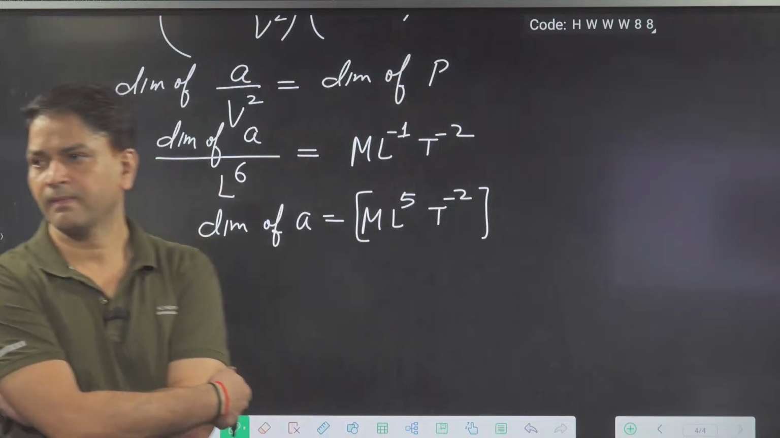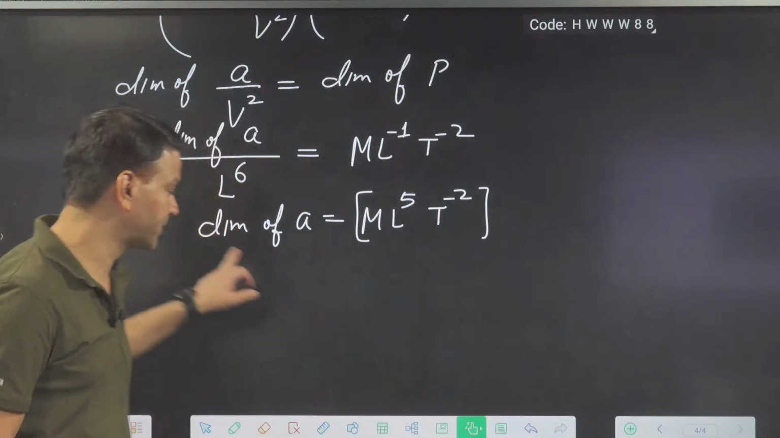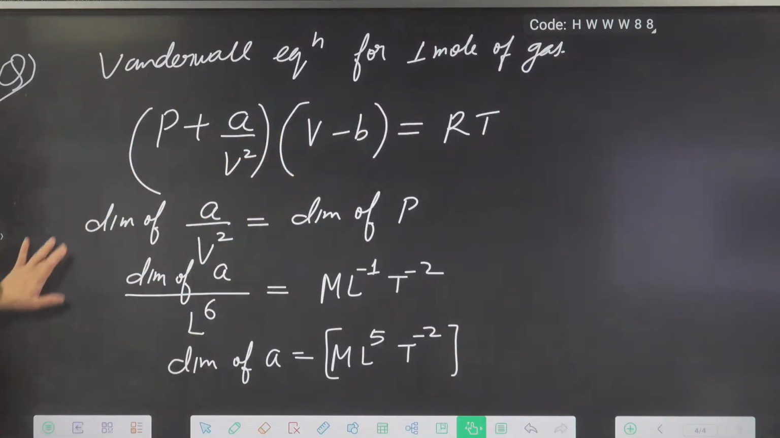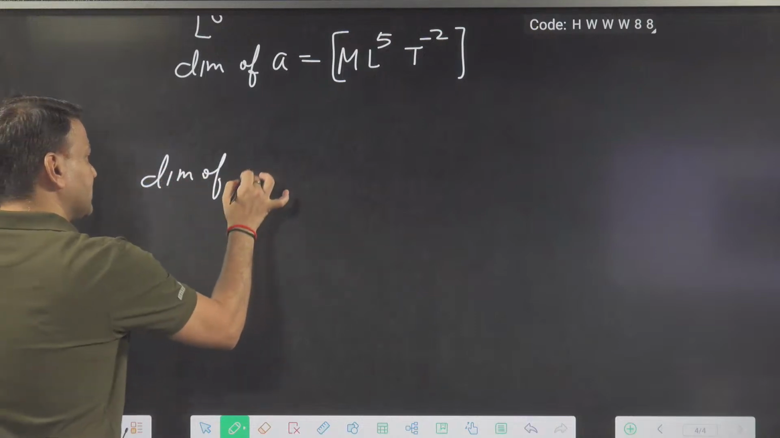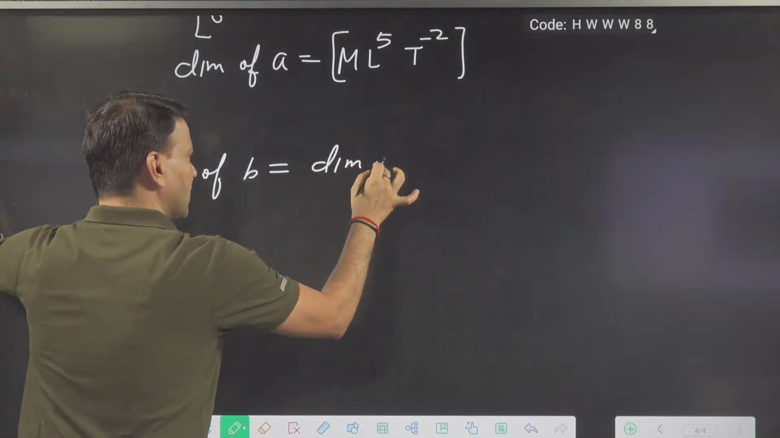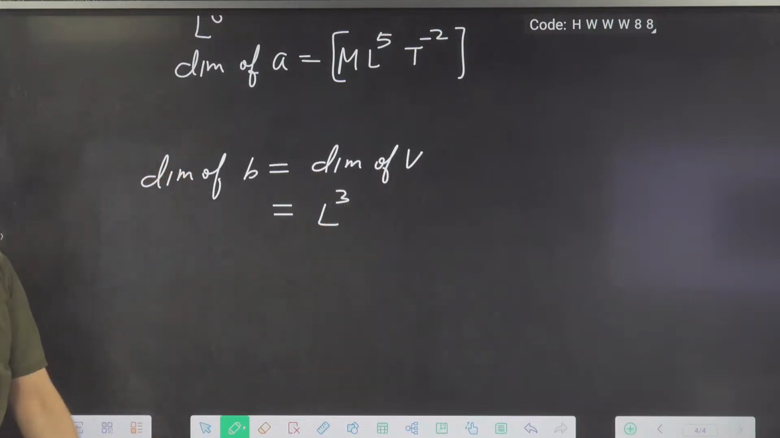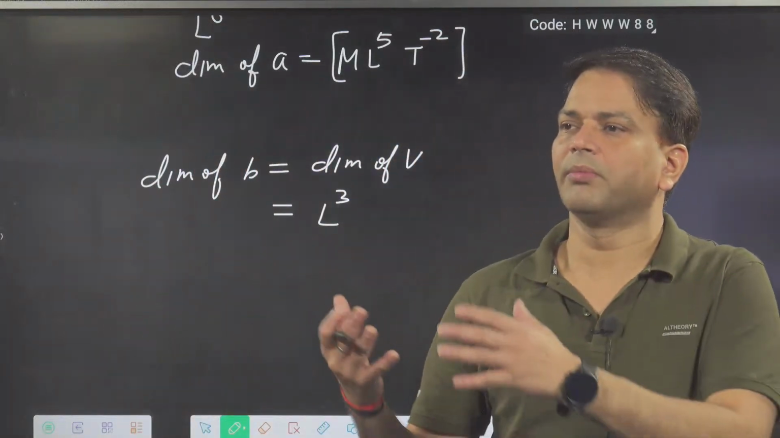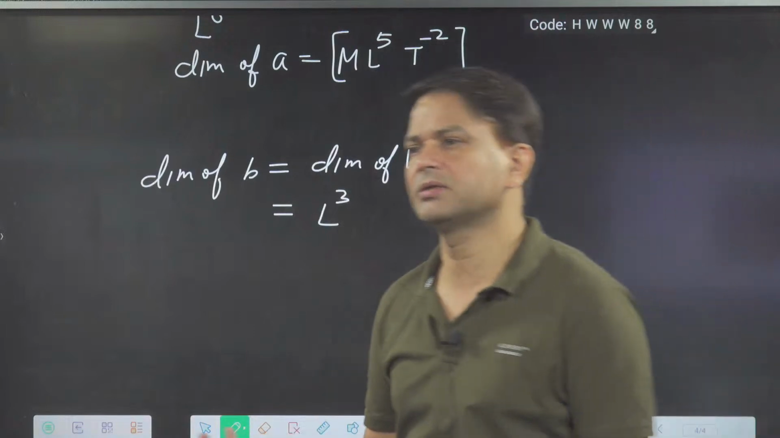Okay. Now next is the dimension of b. In the equation I am subtracting b from the volume. Then the dimension of b is equal to the dimension of volume. What is the volume dimension? L cube. So the dimension of b is L cube. I'm not writing all the dimensions, M to the power 0, T to the power 0. If I'm writing L cube, the power of M is 0 and the power of T is 0.